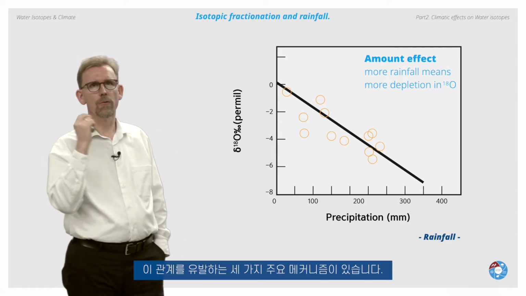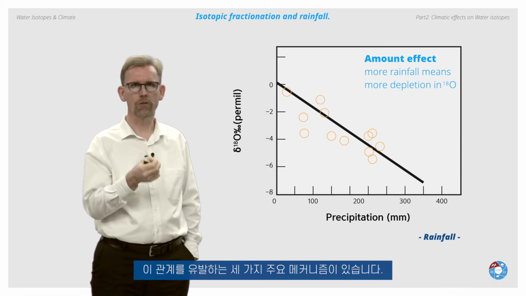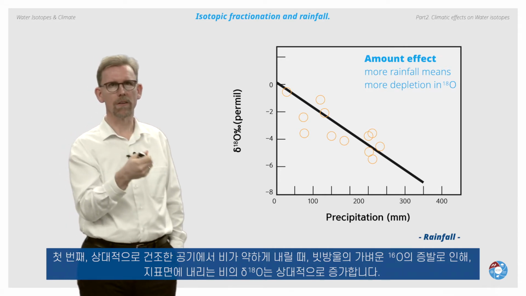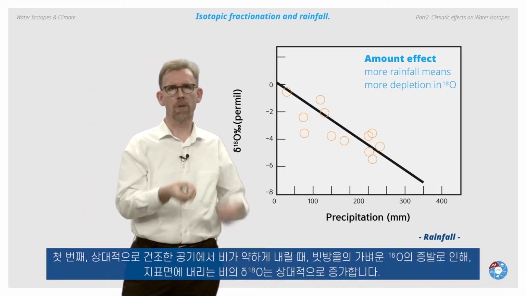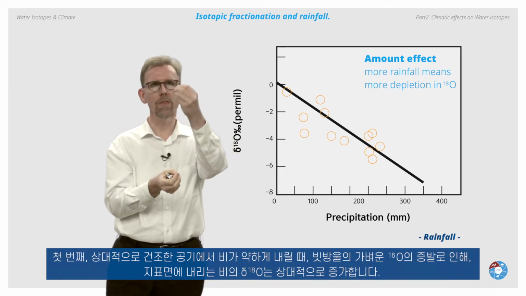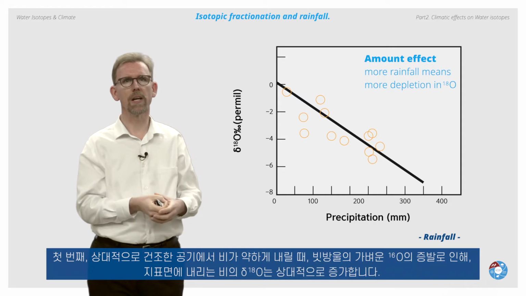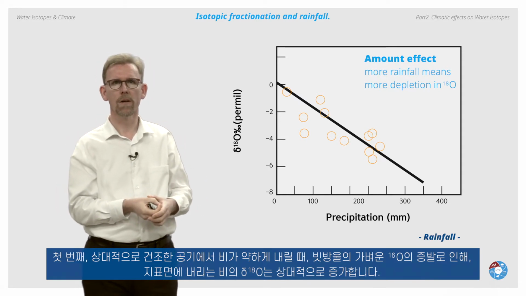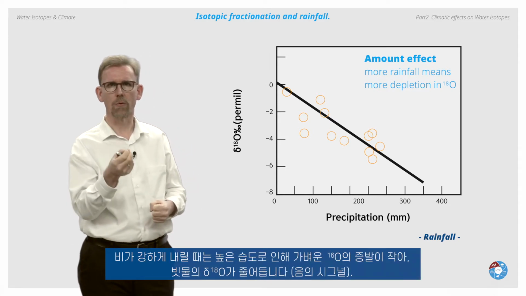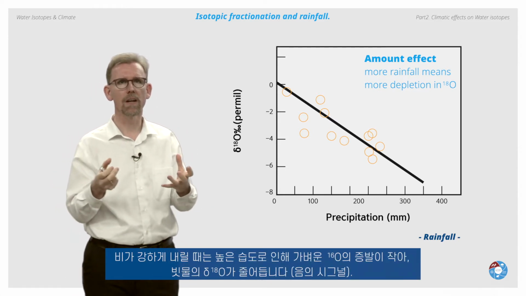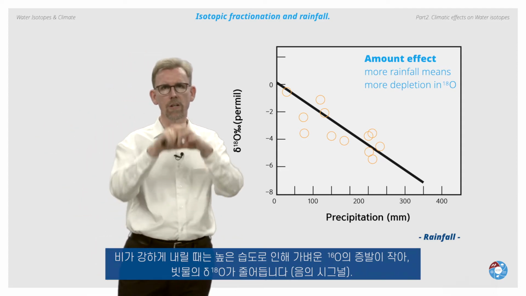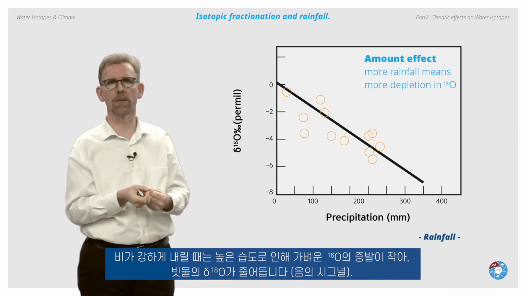There are three main mechanisms that can cause this relationship. Number one, a light rain in relatively dry air is associated with evaporation of lighter 16O in the raindrops and a relative enrichment of delta 18O of rain reaching the surface. In heavier rain, the humidity is higher and less light 16O can evaporate, creating a more depleted, negative signal in delta 18O.